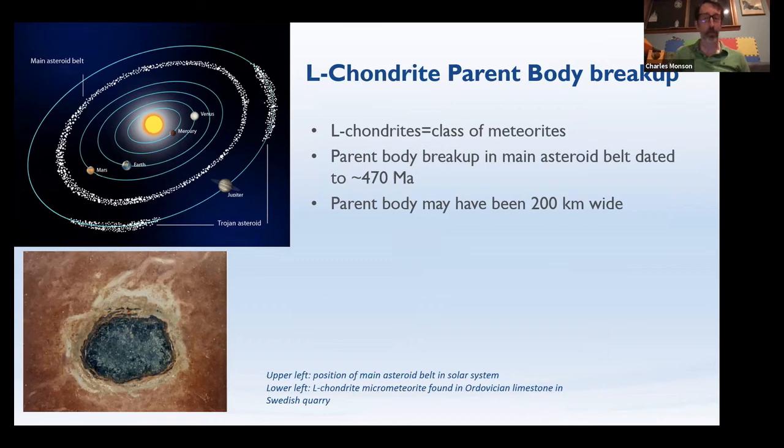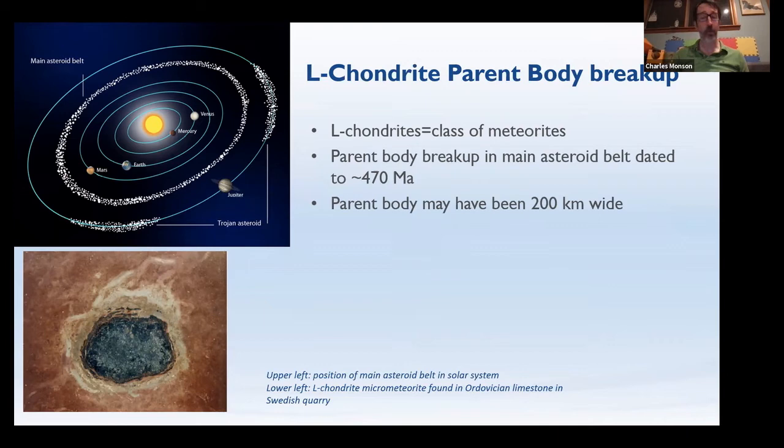So basically there was some kind of extremely large collision. The parent body was probably something like 200 kilometers wide. It collided with something else that was very large, and it sent L chondrite pieces shooting out across the entire solar system. Based on the dynamics of how this happened, as I understand it, I can't recall if it's the big pieces or the little pieces that arrived at Earth first.